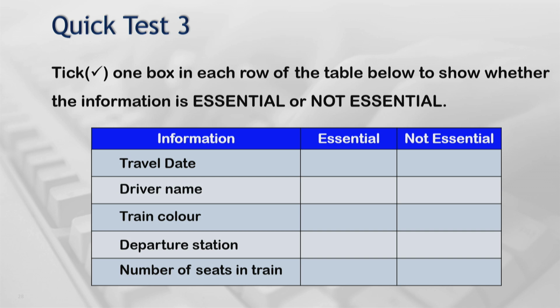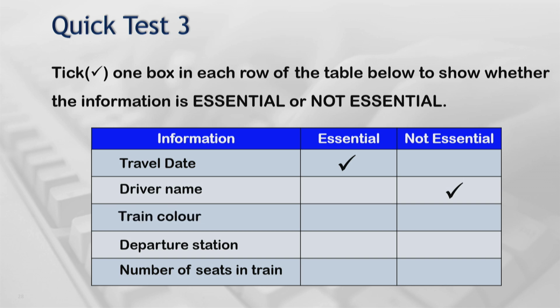The first information available is travel date. It is important to know on which date the travel will take place before buying a ticket. Hence, travel date is an essential piece of information. The next information available is driver name. The name of the driver would not make any difference on ticket sale. Hence, it would not be an essential information.